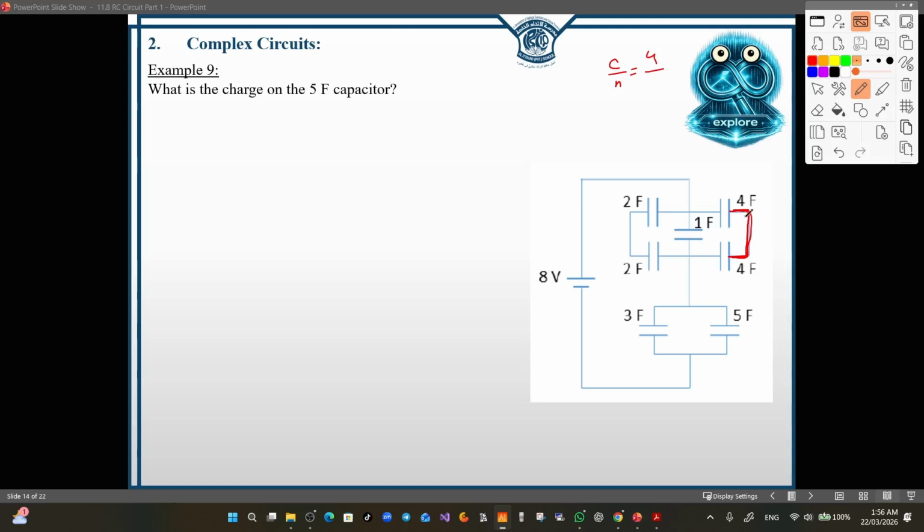So 4 over the number of identical capacitors that are in series, which is 2. So 4 over 2 equals 2, and we can write simply 2 farad here, 1 farad here. Also, the 2 farad and 2 farad are identical and they're connected in series. So we use again one of the shortcuts, and the capacitance will be 1 farad.